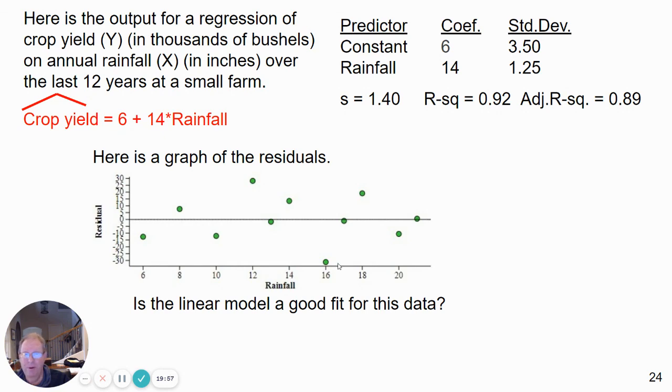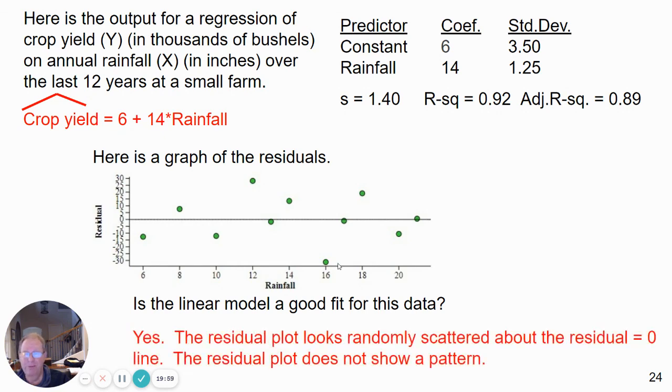And we see no pattern. The residual plot just shows a random scattering of data above and below the line. So we're going to say yes, the linear model is good. The residual plot looks randomly scattered about the residual line equals 0 and shows no pattern. So the linear model is a good fit.